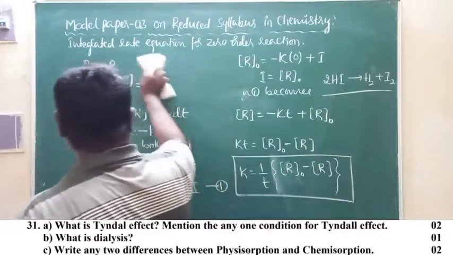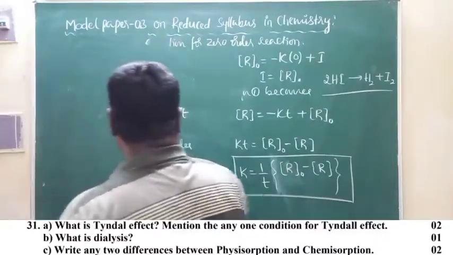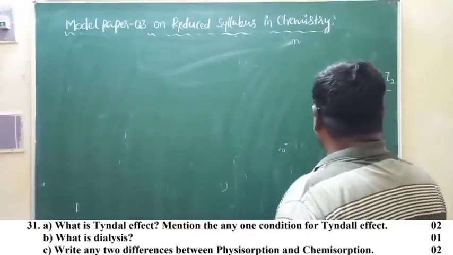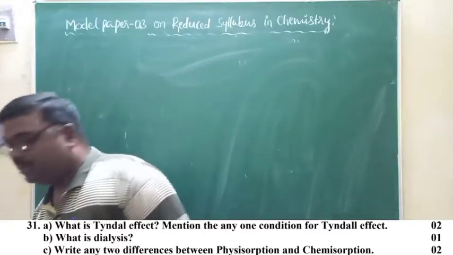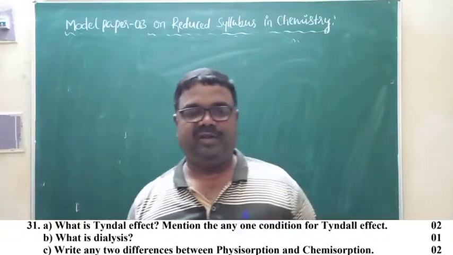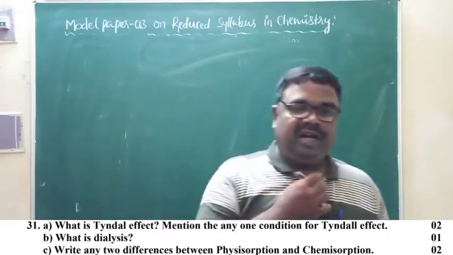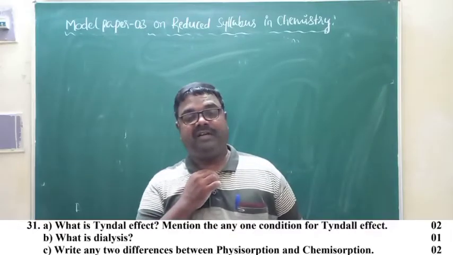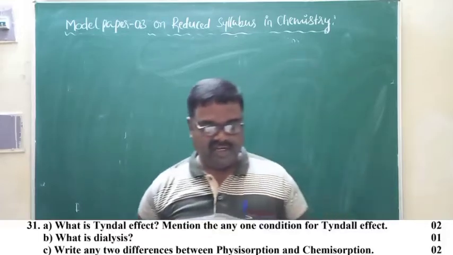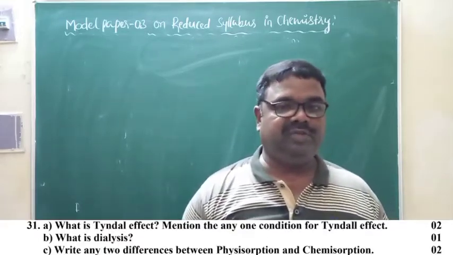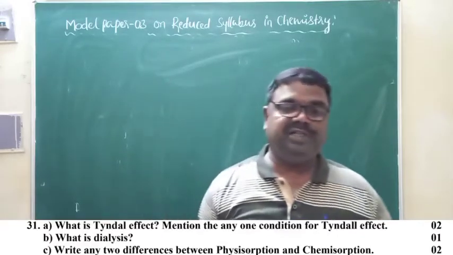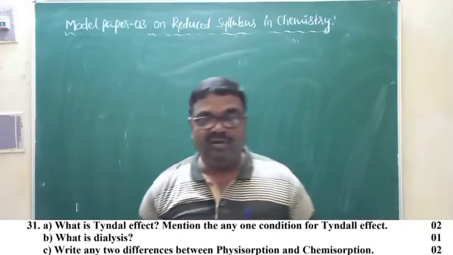Write any two differences between physical adsorption and chemical adsorption. Very simple. Physical adsorption is because of weak van der Waals force of attraction between adsorbate and adsorbent. Chemical adsorption is because of strong chemical bonds between adsorbate and adsorbent. Because of that, enthalpy of physical adsorption is very low, in the range of 20 to 40 kilojoules per mole, whereas enthalpy of chemical adsorption is very high, in the range of 80 to 240 kilojoules per mole.